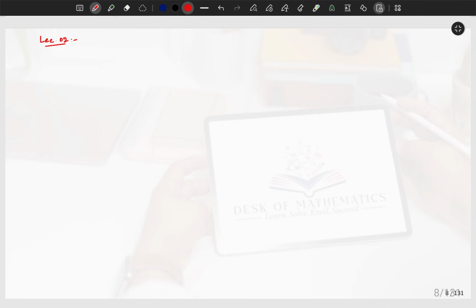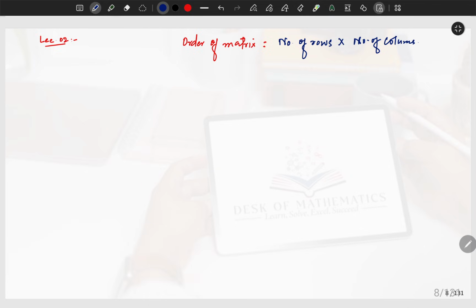As you know, we have started the topic of matrices in the last video and we have discussed some types of matrices. Already discussed in the last session that on the basis of order of a matrix, order of a matrix means number of rows cross number of columns.